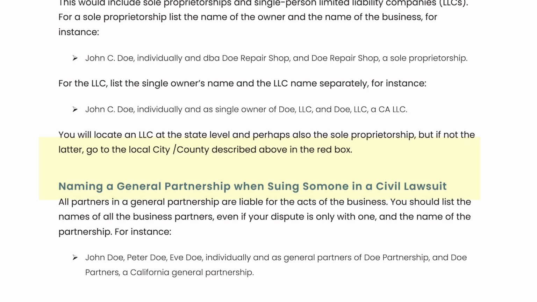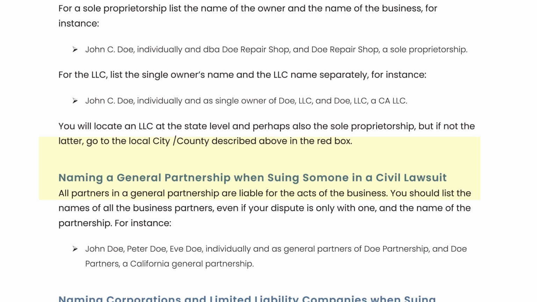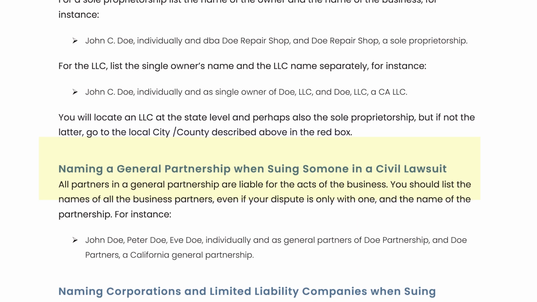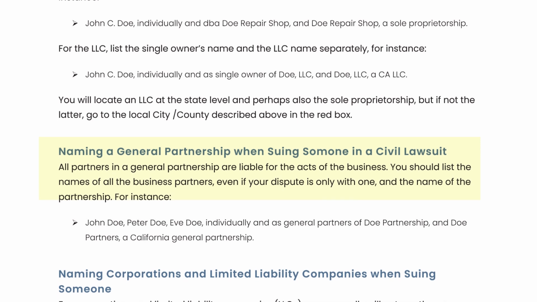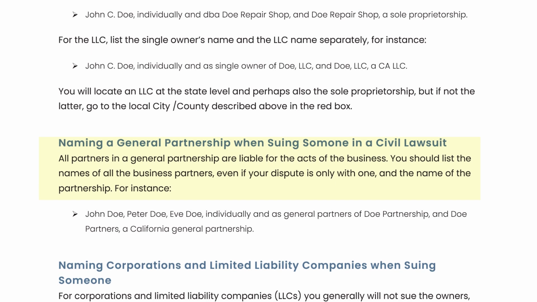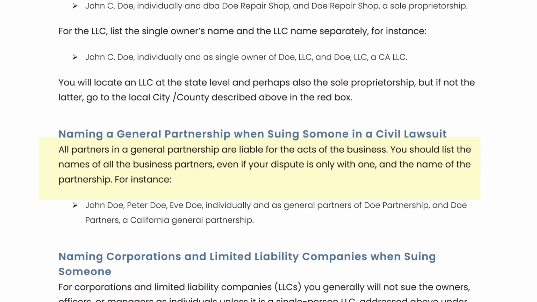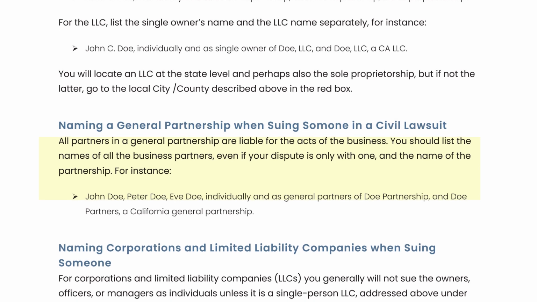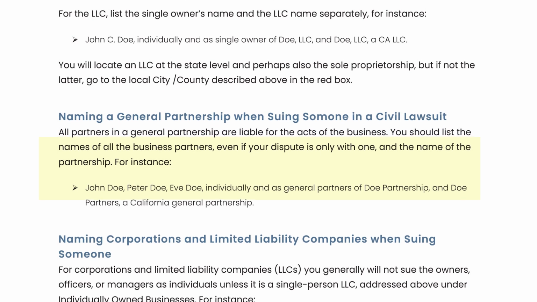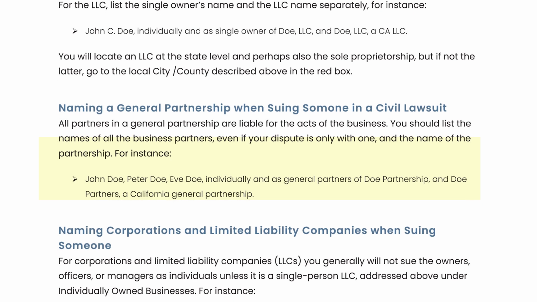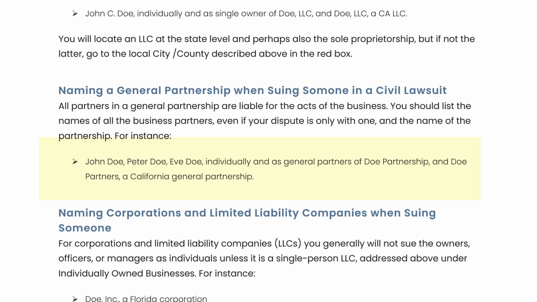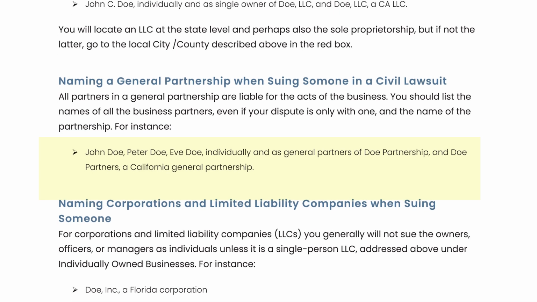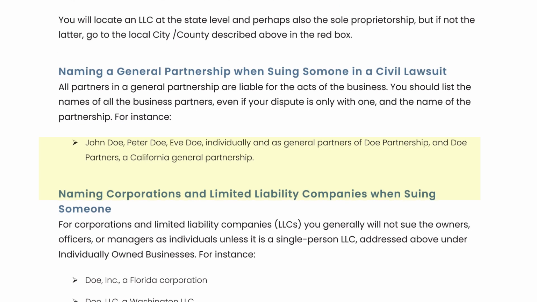Naming a general partnership when suing someone in a civil lawsuit. All partners in a general partnership are liable for the acts of the business. You should list the names of all the business partners, even if your dispute is only with one, and the name of the partnership. For instance, John Doe, Peter Doe, Eve Doe, individually and as general partners of Doe Partnership, and Doe Partners, a California general partnership.